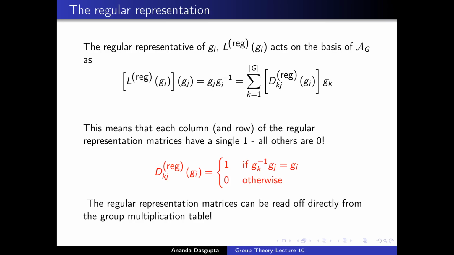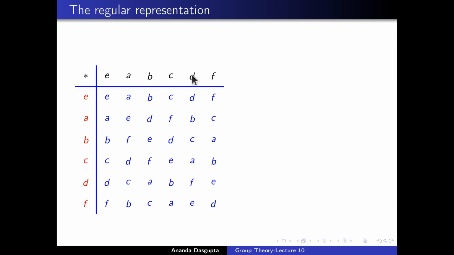To illustrate the process of writing down the matrix elements representing the regular representation of any group, we will fall back on our old friend, the one example which we keep on using over and over again, the group of symmetries of the equilateral triangle. Let me just remind you that we had already figured out its multiplication table, and the multiplication table turned out to be this one.